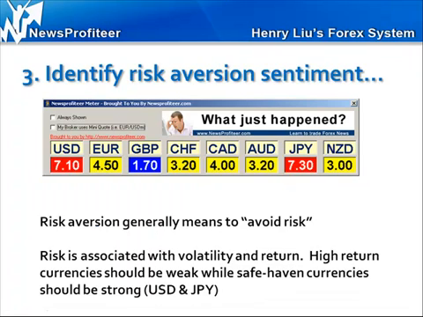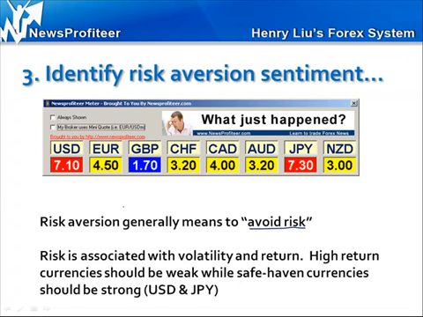Now, the next way of using it is to identify risk aversion sentiment. Now, we all know markets are driven by risk sentiments. And risk sentiment means that the whole market collectively is driven by emotion. So basically, risk aversion means to avoid risk. Traders want to avoid risk. Now, risk is always associated with return and volatility.